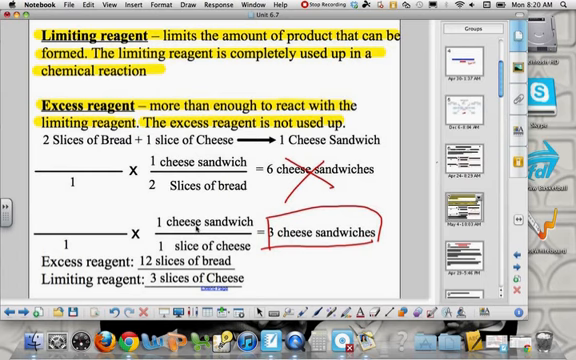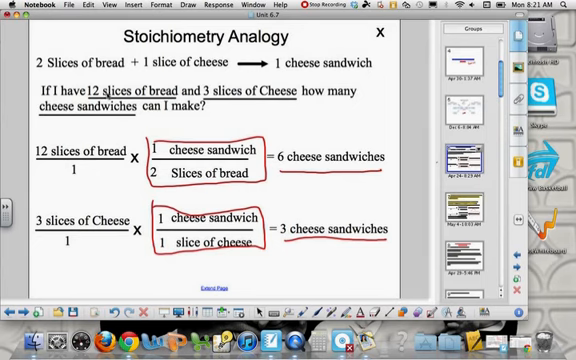So that's what a limiting and excess reagent problem is. It's just taking a look at, hey, if I'm given 2 different quantities, 2 different amounts of our reactants, slices of bread and slices of cheese in this example, if I have 12 of this and 3 of this, which one's going to make the correct amount of our product? Well, because the 3 slices of cheese ran out, that was the one that we call our limiting, that limited the amount of product that I can make.